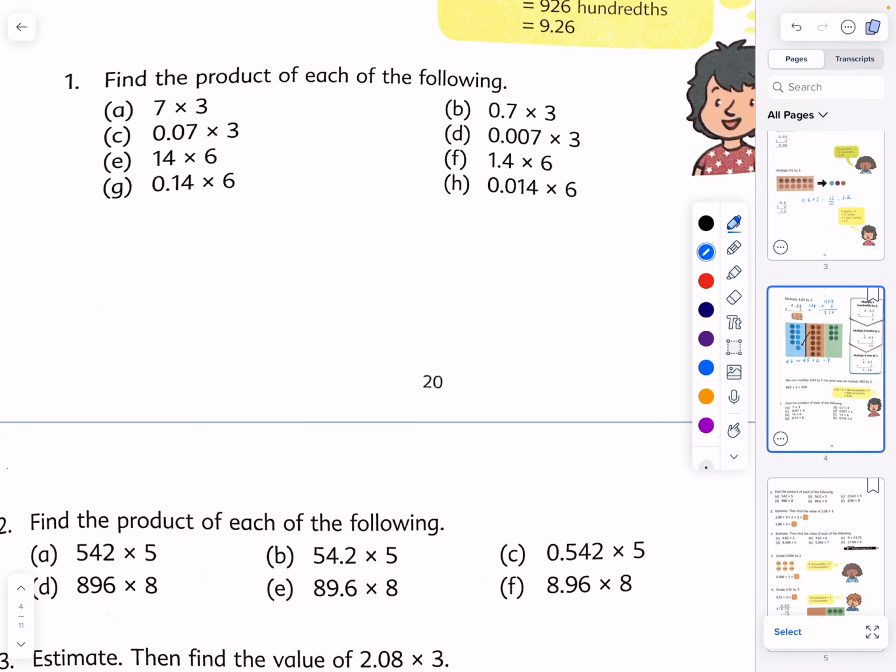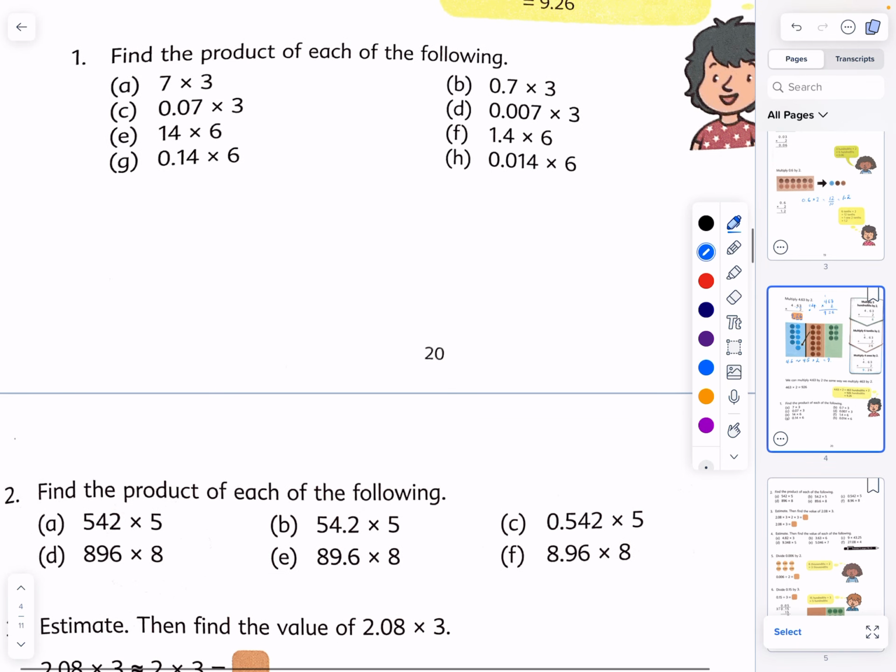We are on page number 20. So what we have here is number 1. We're going to solve a few examples, A, B, C, and D. Let's consider these 4 examples first.